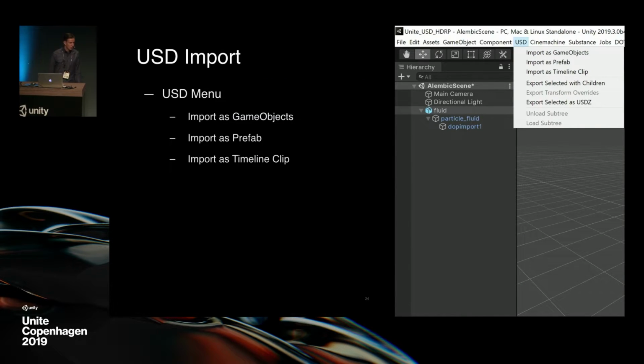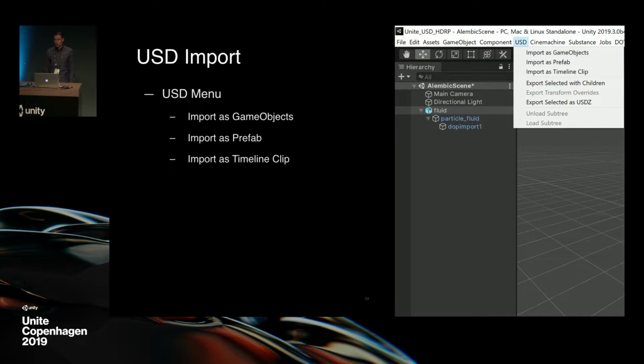So USD import works through a menu. So the menu of USD, you cannot just drag and drop or import as any other asset. You need to import through one of the options in the menu. You can import as a game object, a prefab, or as a timeline clip. The biggest difference between the first two options is pretty straightforward. One creates a prefab, one will just create the game object in the scene that's open.